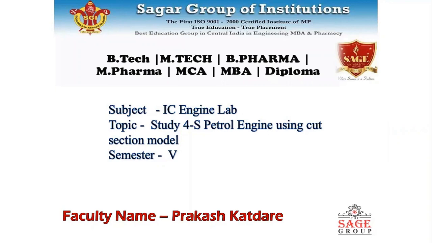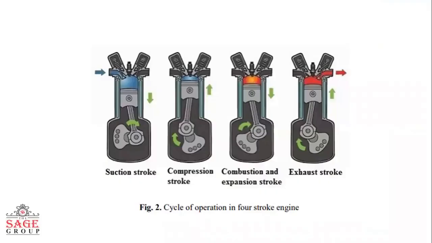Good morning, all. Today we are going to study the four-stroke petrol engine using a cut section model. In a four-stroke engine, the cycle of operation is completed in four strokes of the piston, or two complete revolutions of the crankshaft. During these four strokes, five events need to be completed: suction, compression, combustion and expansion, and finally the exhaust.